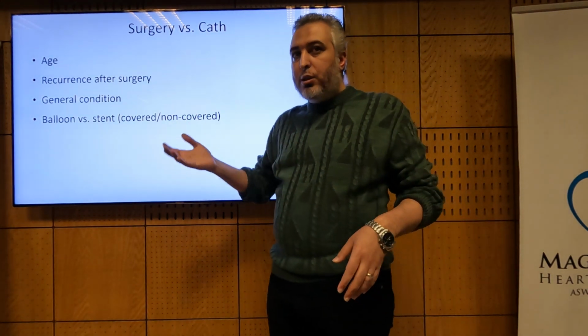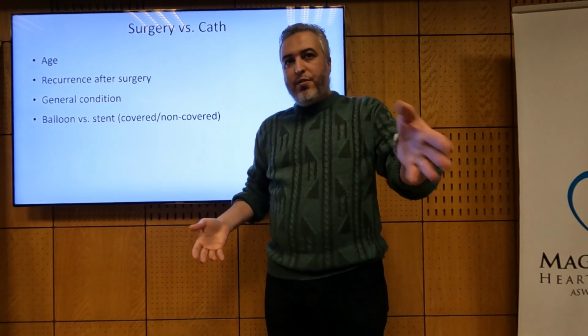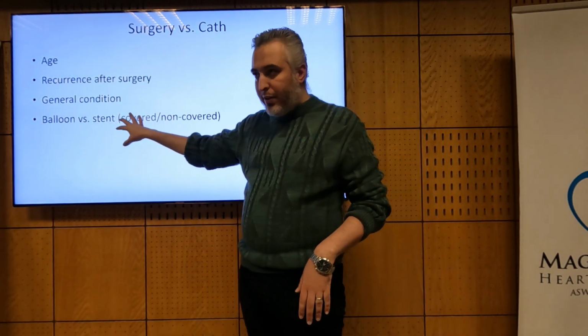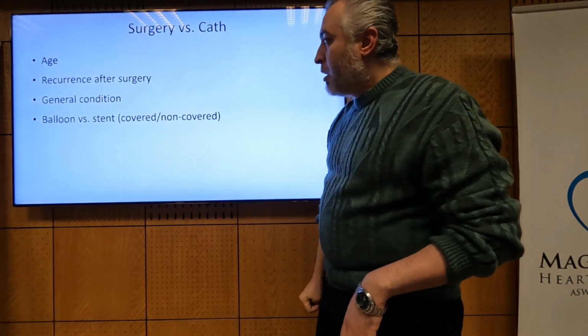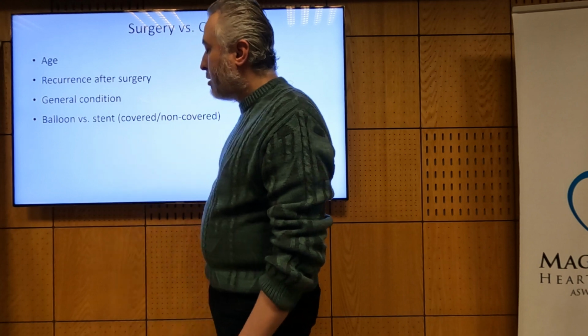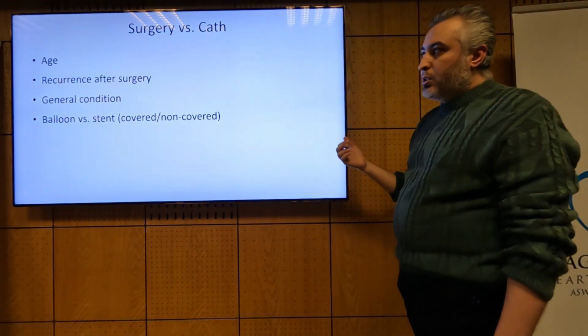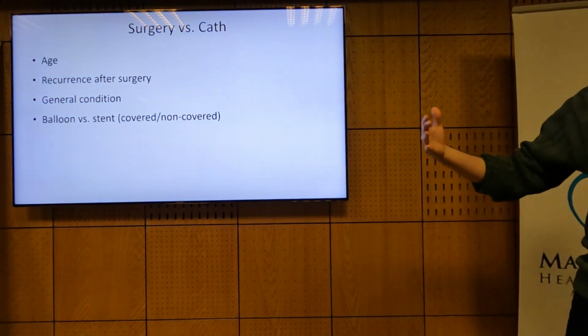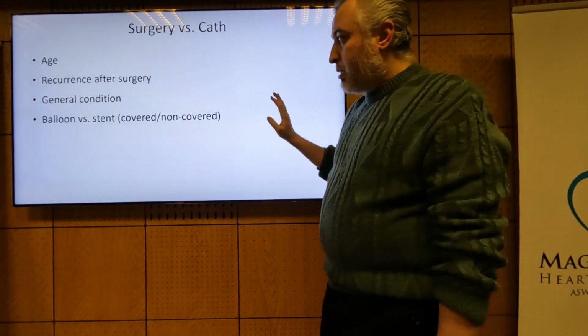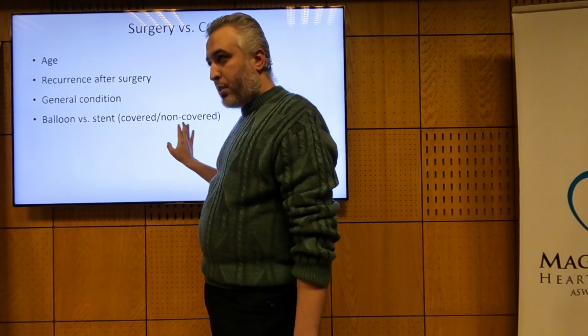On the other hand, if a patient is ventilated with acidosis, severe circulatory collapse, and very bad labs, then you can have a case for doing balloon. But on the other hand, if you do a stent, there's a good indication for that if the patient is approaching adulthood or has recurrence after surgery. And then you can choose putting a covered or non-covered stent.